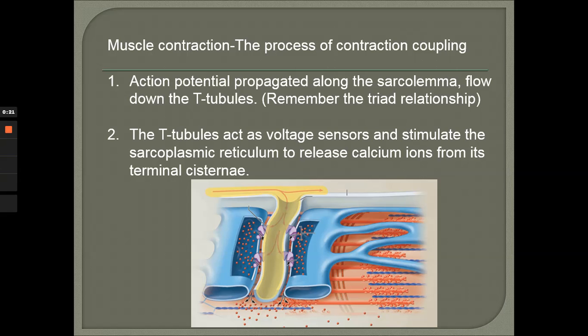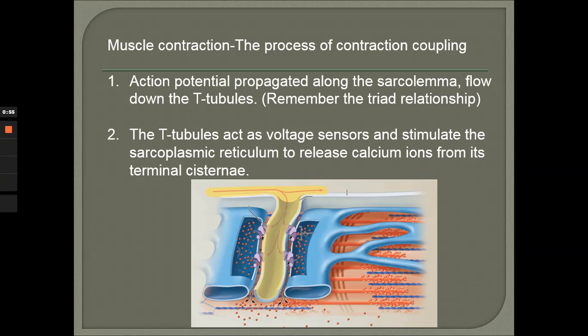Now if you just watch the excitation at the neuromuscular junction, basically we're picking up where we left off. And where we left off, we have the action potential that is now acting on the sarcolemma of the muscle fiber. So the process of this contraction coupling, the muscle contraction, we're going to start with number one. That's where we're going to start, with the action potential propagating along the sarcolemma.